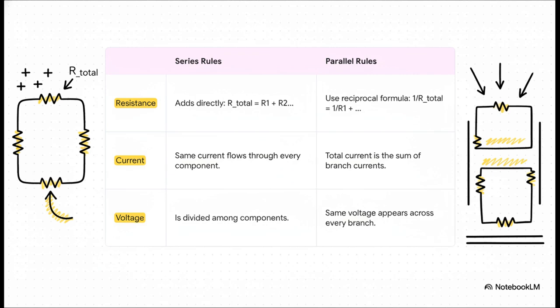For series circuits, super easy. Resistance just adds up, and the current is the same everywhere. For parallel circuits, it's kind of the opposite. Voltage is the same across all the branches, but the current splits. Honestly, getting these rules down cold is the key to everything we're about to do.